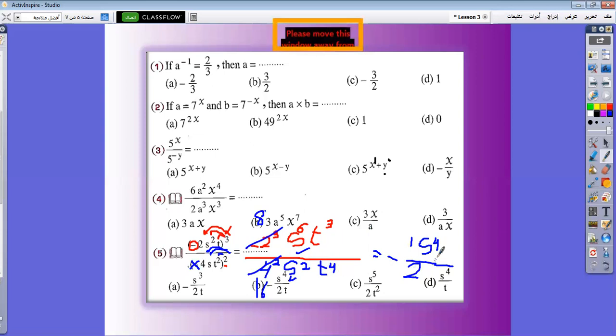When you have t power negative 1, instead of writing t power negative 1, you can write 1 over t power 1, or 1 over t, because t power 1 equals t. So you write it in the denominator. So the final answer will be negative, of course negative, s power 4 over 2t. So negative s power 4 over 2t.